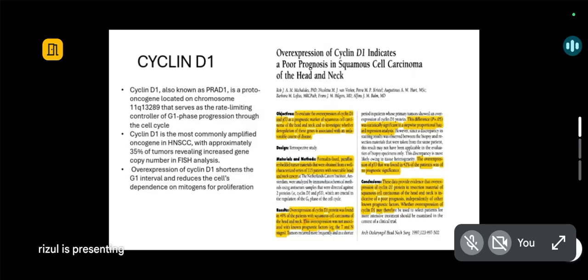There was one study, Mikolidis et al., that shows how overexpression of cyclin D1 indicates a poor prognosis in SCCs of head and neck. In this study, they showed that overexpression of cyclin D1 in patients with SCC was not associated with the known prognostic factors like tumor or nodal stages, and the difference was statistically significant in a stepwise proportional hazards regression analysis. The overexpression was found in 42% of the patients, and it was of great prognostic significance in head and neck cancers.